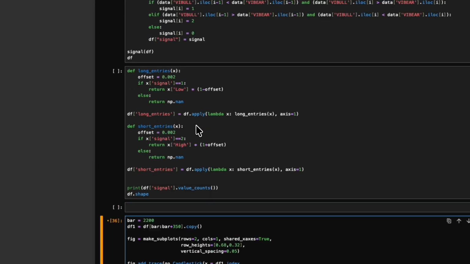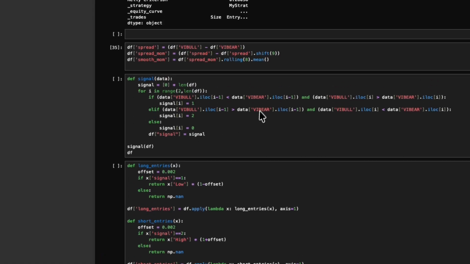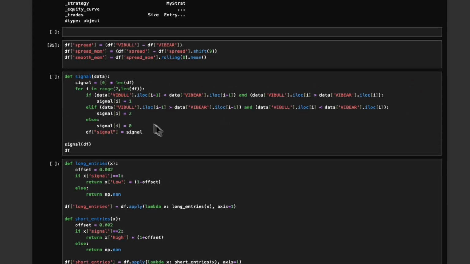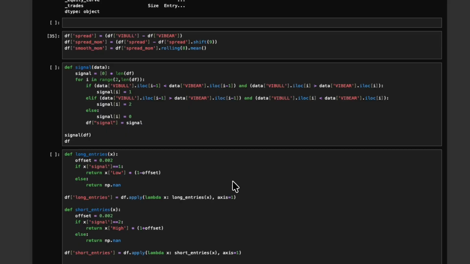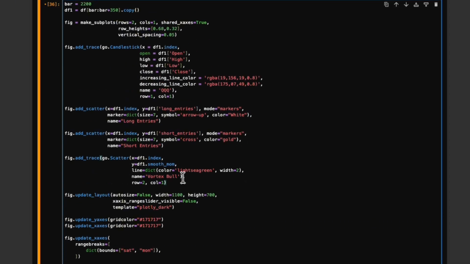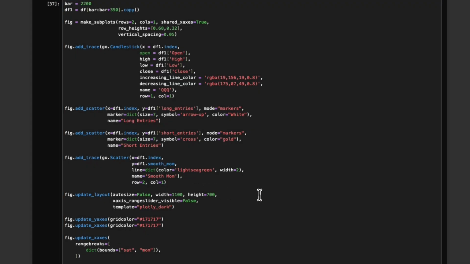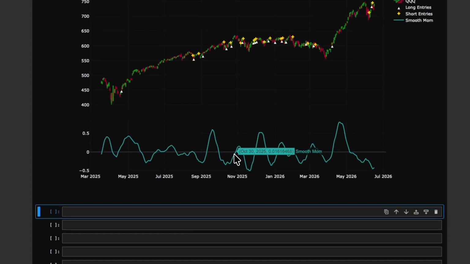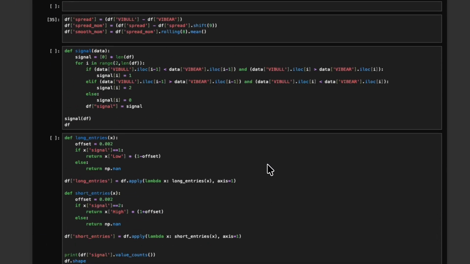So, okay, all we're going to do now is amend this function here. We're no longer looking for crosses of the VI bull and VI bear. What we're looking for is a turn up while below 0 for our smooth momentum, as we called it. In fact, I'll change the name here just to be a bit OCD. Smooth momentum, right? And run that. So what we're looking for on this line are turn-ups, and we're going to trade those.